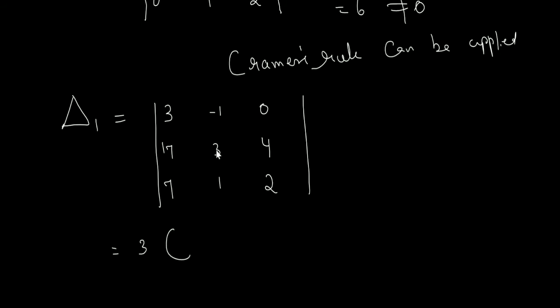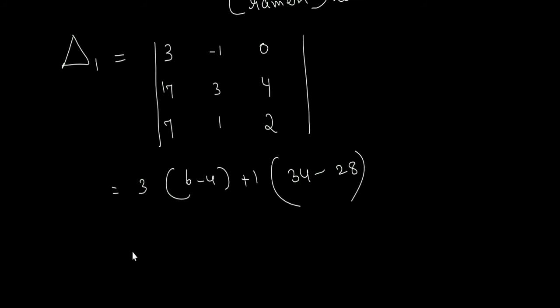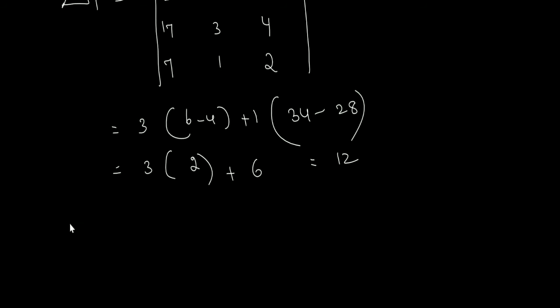3 into 6 minus 4. Again it is minus, again become plus. 1 into 34 minus 28. So that is equal to 3, 6 minus 4 is 2, plus 6. So that is 12. What will be delta 2?